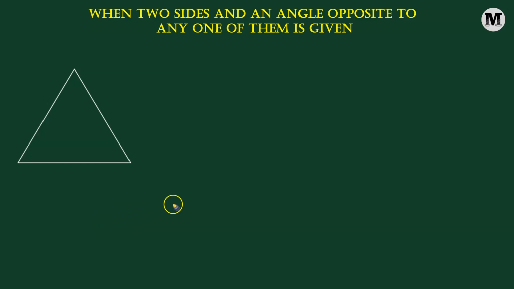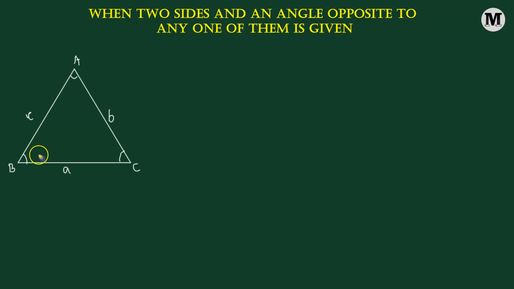Let's say in a triangle, the two sides and an angle opposite to one of them is given to us. For instance, let's say we have the triangle ABC. Then the side opposite to angle A, which is BC, will be denoted by a in lowercase. The side opposite to angle B, which is AC, will be denoted by b in lowercase. And the third side, which is the side opposite to angle C, will be denoted by c in lowercase.